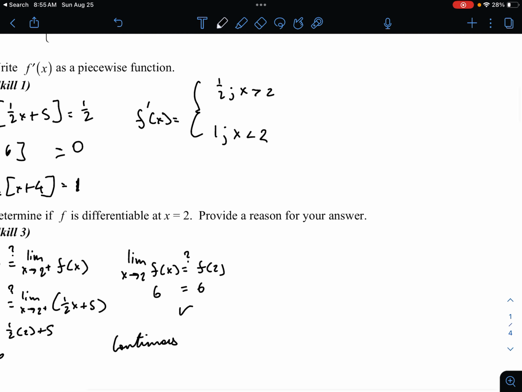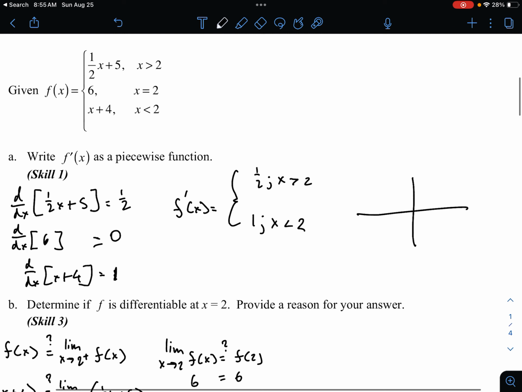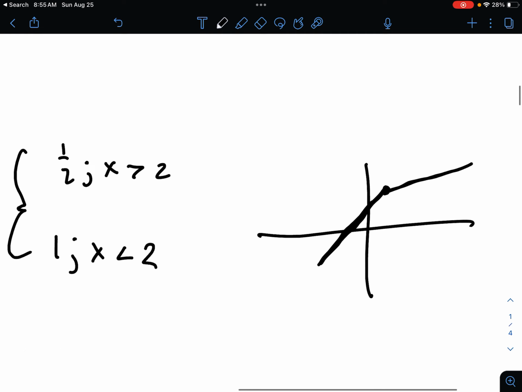If I were to graph this original function, I get x plus 4, so I would get something like this. At x of 2, it's equal to 6. And then after that, it's going to be 1/2 x plus 5. So I would get something like that, essentially. And you could tell at x equals 2, that's a sharp point, right?